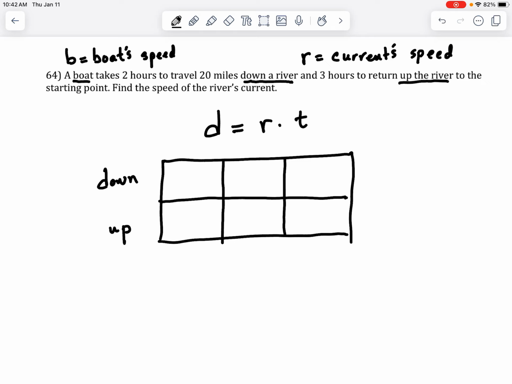Okay, so it says that it is going 20 miles. So I know that each time it's going to be 20 miles. So distance equals 20 miles when it goes down the river. And it's going to return, so it'll have to go 20 miles back up the river. And also, we've got this time information. It takes 2 hours for going down the river. So this time is 2 hours. And then 3 hours for the return trip going up the river. So it's going to take longer because the boat is going against the current as it returns up the river.